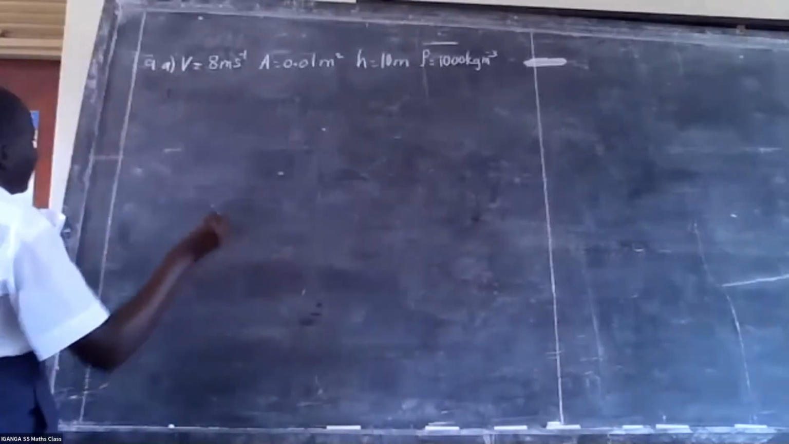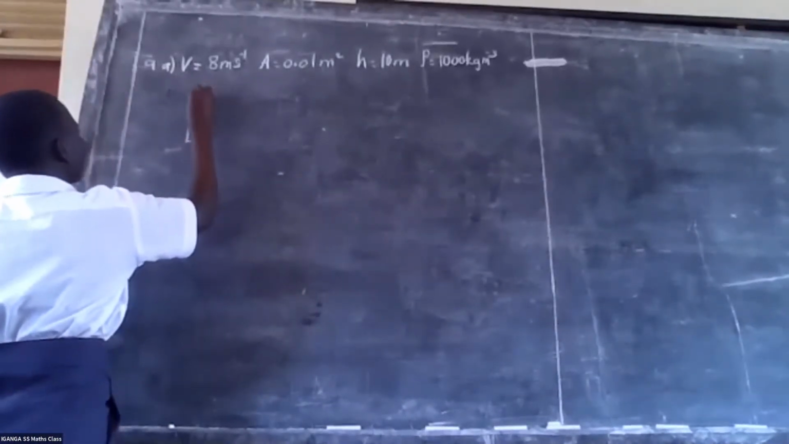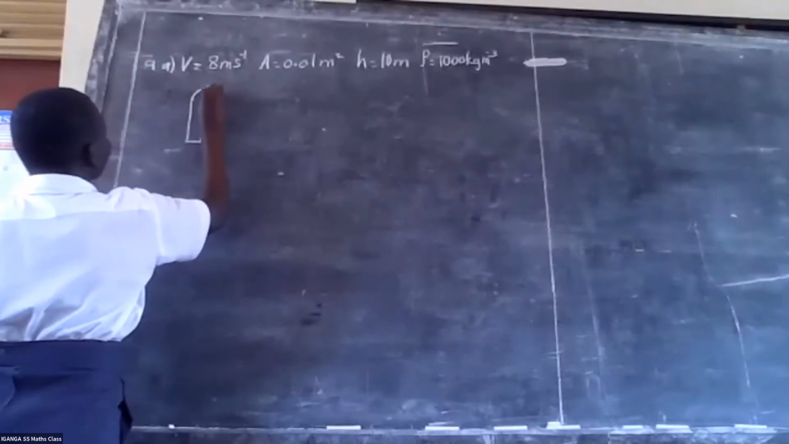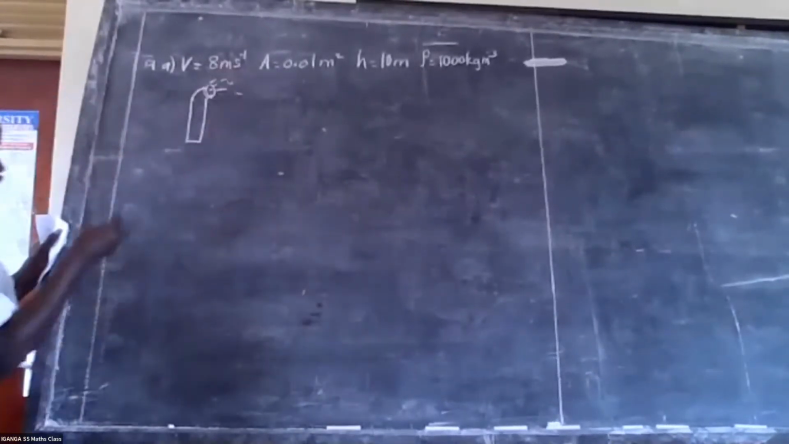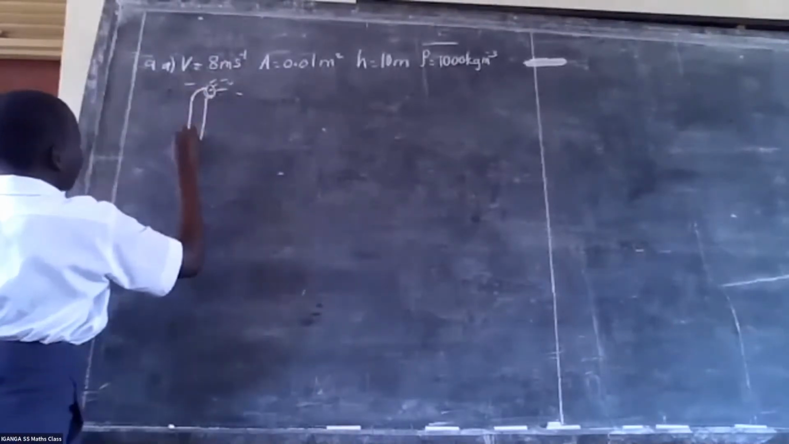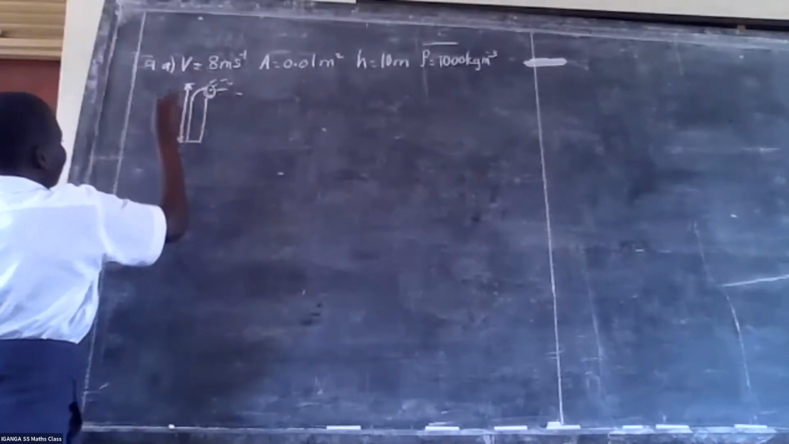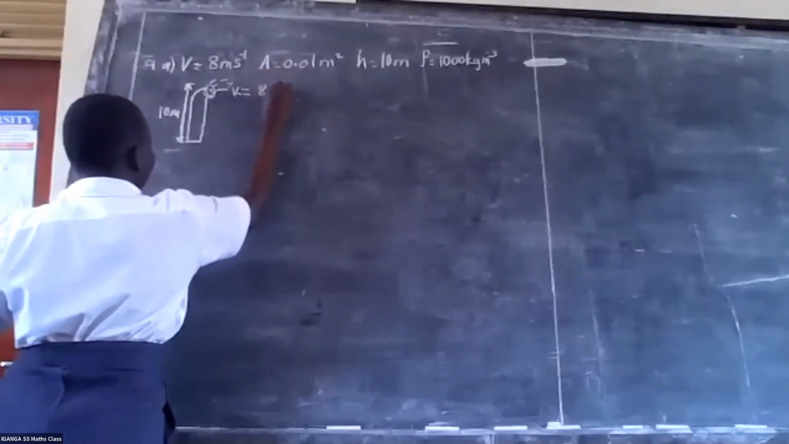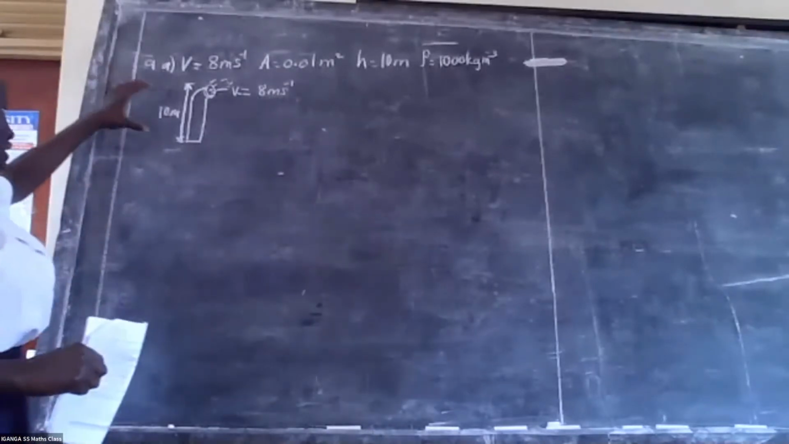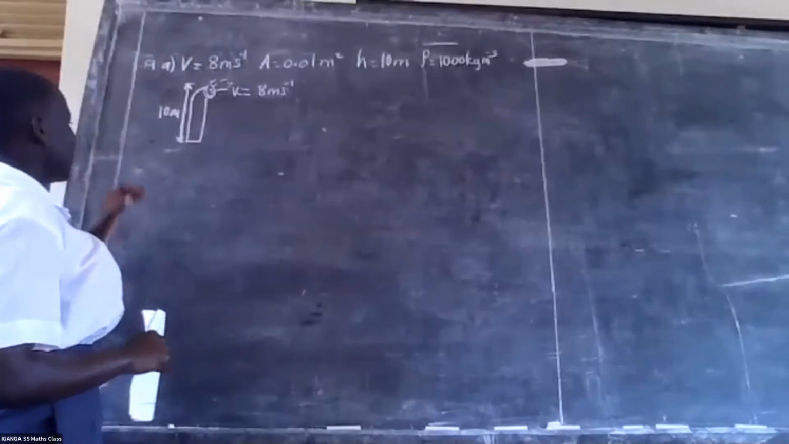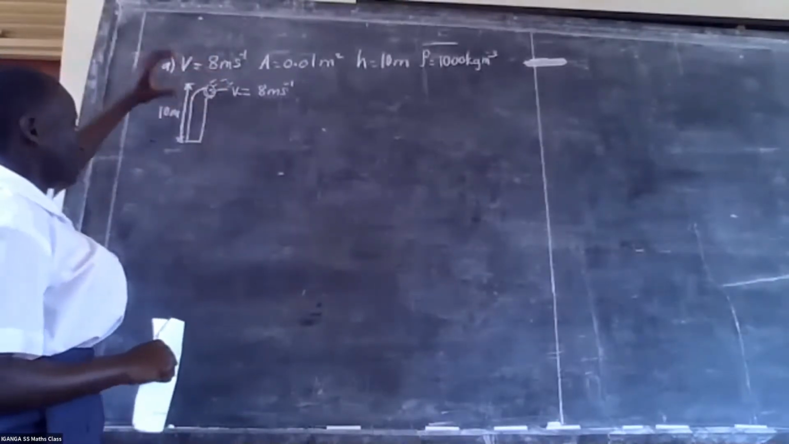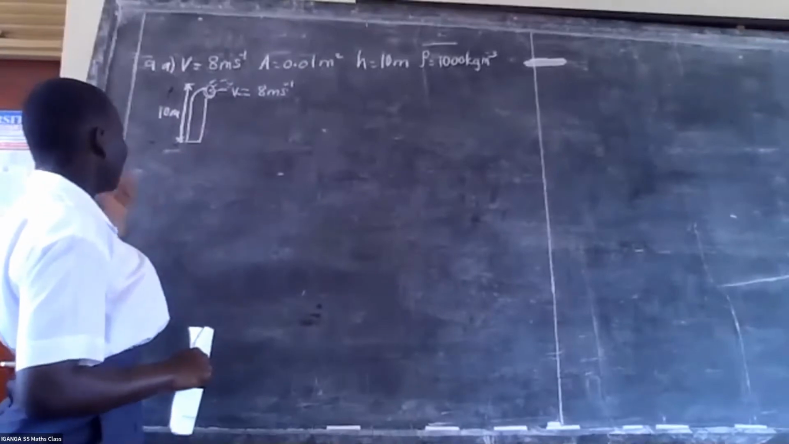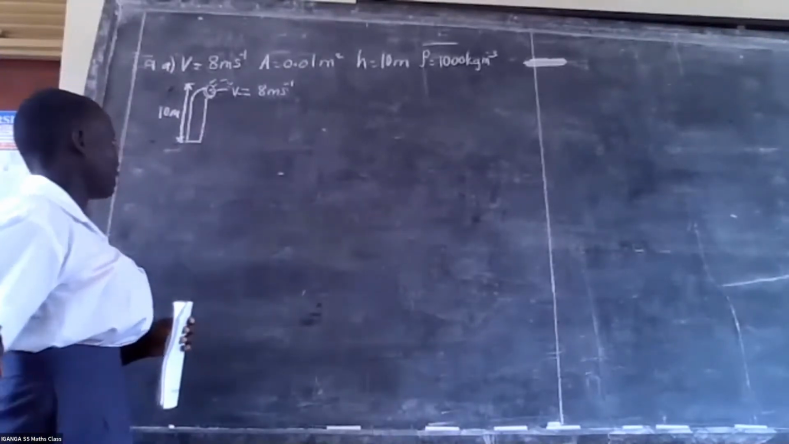If I'm to make a small sketch here of my pump, this water is going to be drawn through a certain distance, which is 10 meters, and then it's going to be issued at a certain speed, which is 8 meters per second. As it's being drawn along this distance, it's going to be gaining potential energy, and as it's being issued out at this velocity, it's going to be gaining kinetic energy. That's why the work done by this pump per second is the potential energy gained by the water per second plus the kinetic energy gained by the water per second.